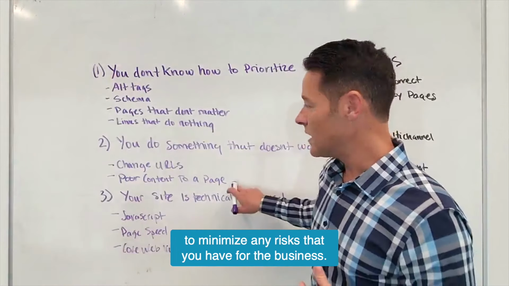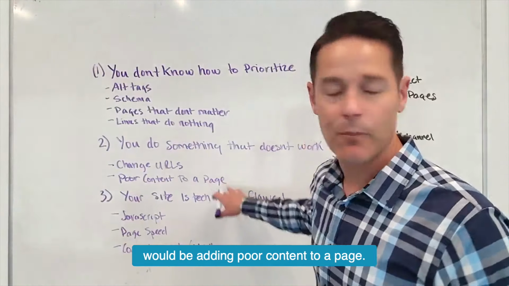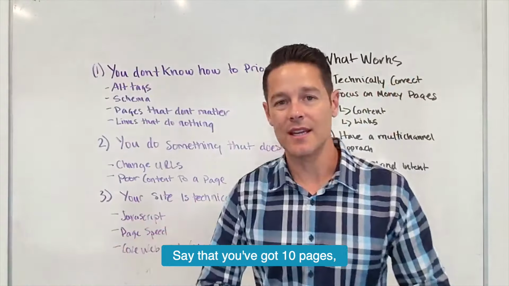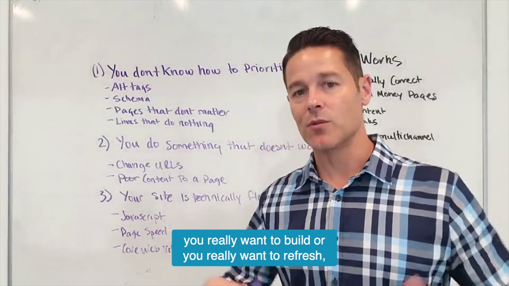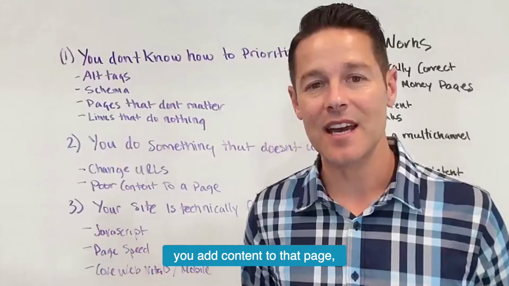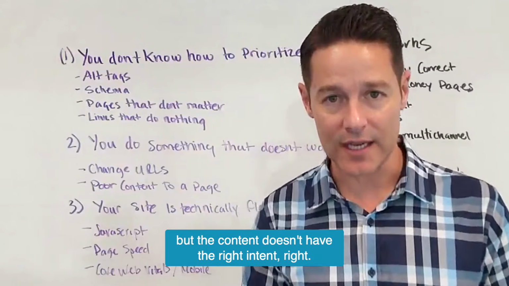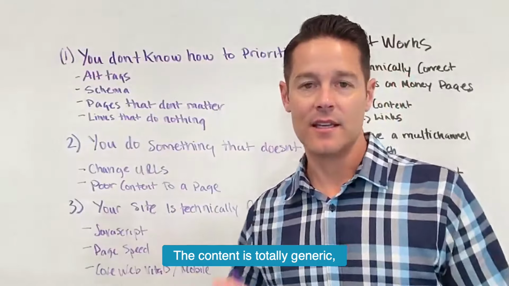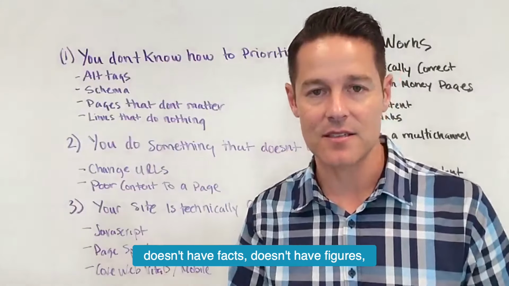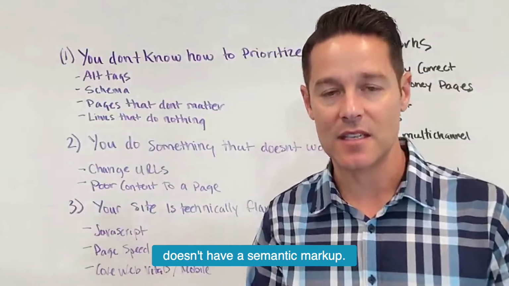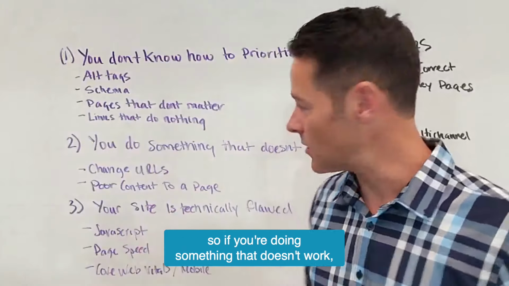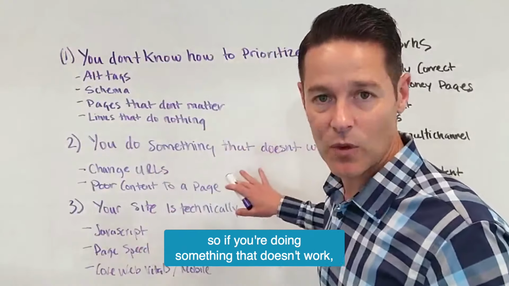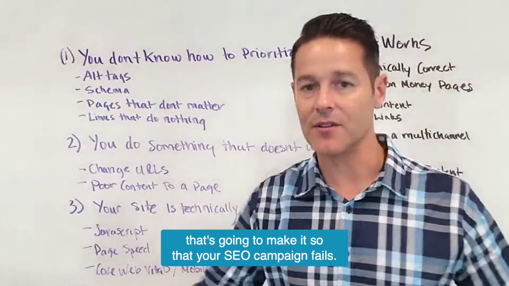Another example of that would be adding poor content to a page. Say that you've got 10 pages, you really want to build or you really want to refresh, you add content to that page, but the content doesn't have the right intent, right? The content is totally generic, doesn't have facts, doesn't have figures, doesn't have semantic markup, doesn't have the things that Google is looking for to rank higher. So if you're doing something that doesn't work, that's gonna make it so that your SEO campaign fails.